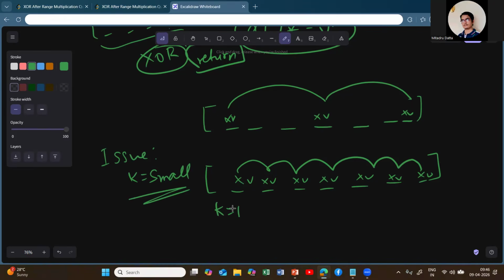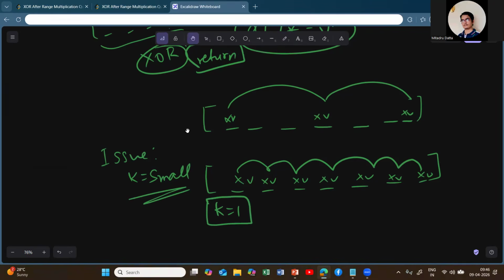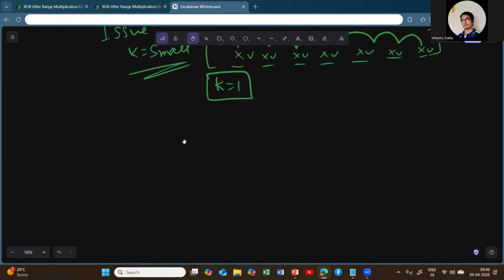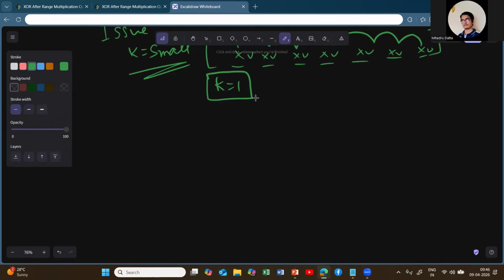K equals 1 is now disturbing us the most because it does not follow the brute force solution. So we will try to solve specifically for k equals 1, and we will try to see what is the issue with that approach. Let's take k equals 1.